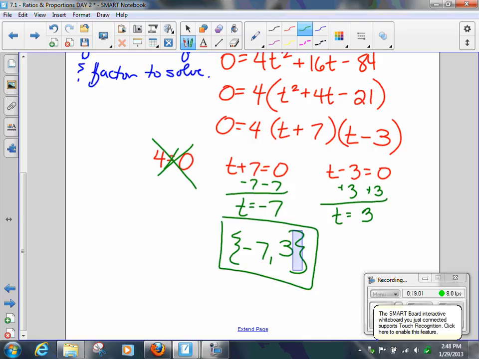How many of you got negative 7 and positive 3? Now, am I always going to be here taking you through this step by step? No. You've got to use your notes, folks, and figure this out on your own, okay? You can totally do this. It's just Algebra 1. Questions on that? Moving on.